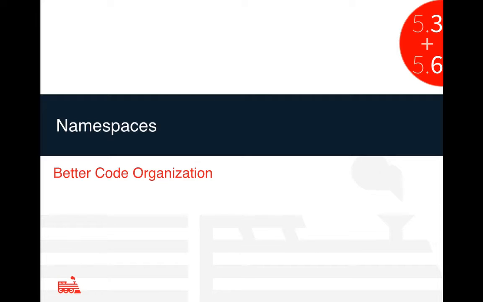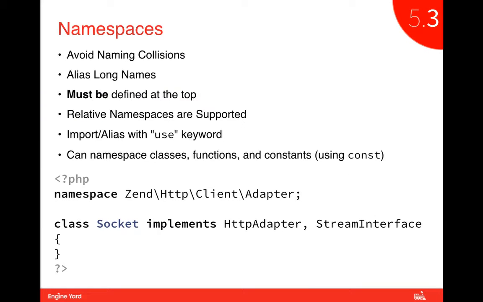Better code organization. Was added in 5.3, it was enhanced in 5.6, so the newest release. It basically allows you to avoid naming collisions, alias long names. It must be defined at the top of the file, unless you're doing multiple namespaces, never do that. Relative namespaces are supported, so if you're inside of a namespace, you want to reference something else inside of the same namespace, or some of its parents, or whatever, you can do it relatively.